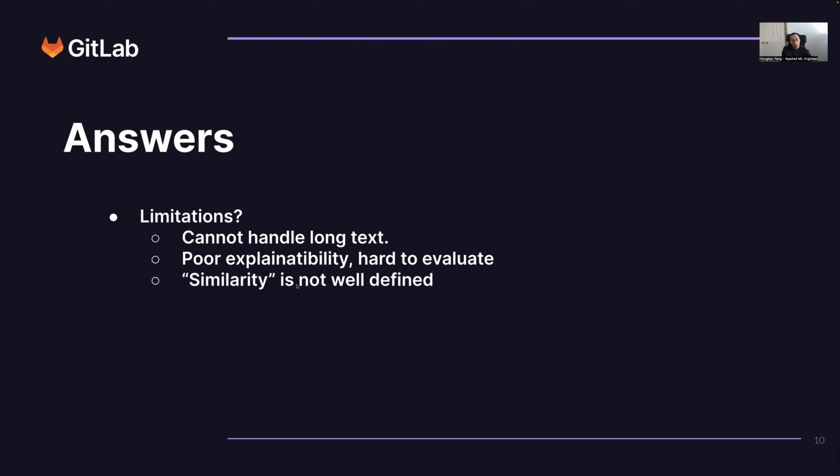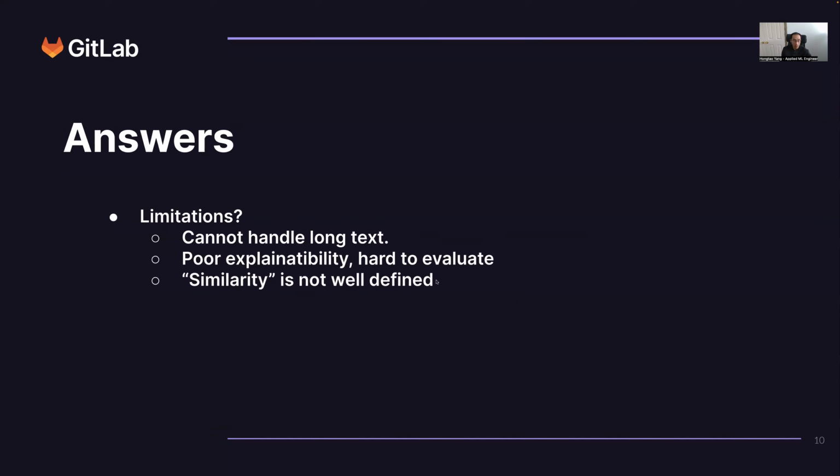Second one, because embeddings are just a list of numbers, they're not really human readable. They do not offer good explainability, and it's really hard to evaluate the quality of an embedding.